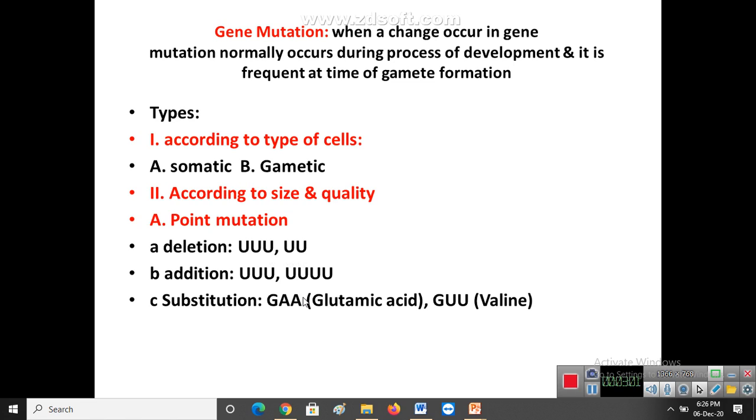Second is known as the addition point mutation or insertion point mutation. When there is addition of one or more extra nucleotides to a gene, it is known as the addition or insertion point mutation. A triplet codon made up of 3 nucleotides, if an extra nucleotide is added, it results in the addition point mutation.